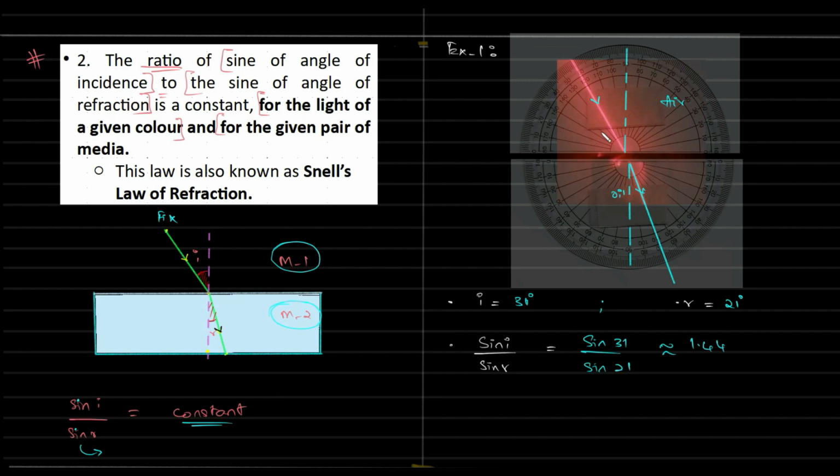For a given light and a given pair of media, so exactly oil and air, anywhere you go and do this experiment and measure the angle of incidence and angle of refraction, you will get the exact same value. And this happens to be a constant. And this is your Snell's law of refraction. The second one is quite important.